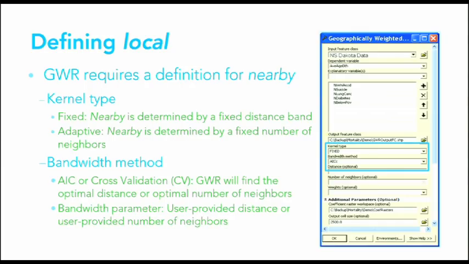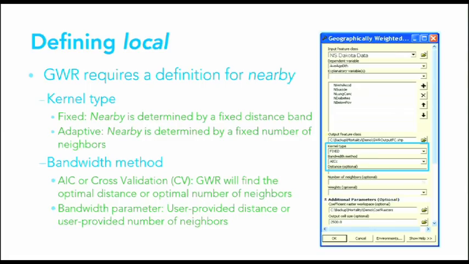So we do have to define, when we run GWR, what it means to be local, what it means to be nearby. Now there are defaults, and the defaults are actually in this case really good. There are two parameters that you have to think about: a kernel type and a bandwidth method. For the kernel type, you have two options. You have a fixed option or an adaptive option.